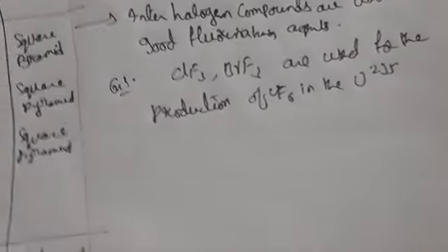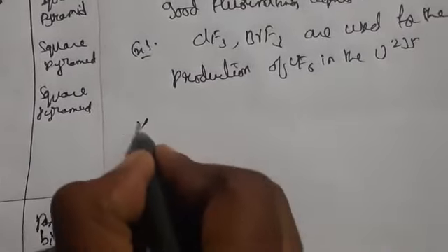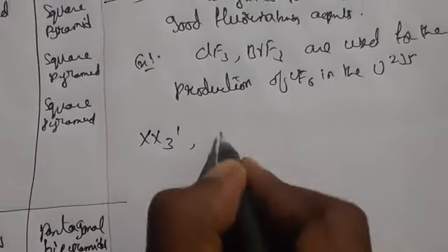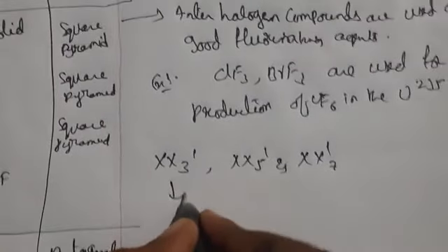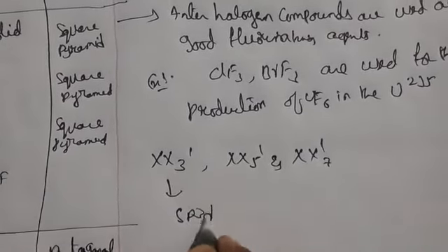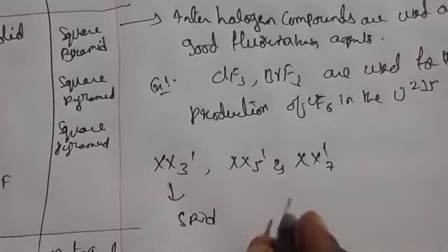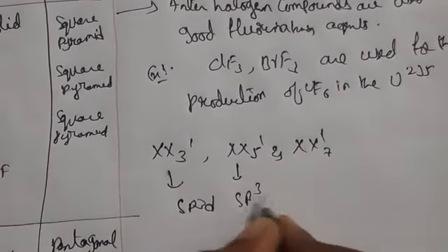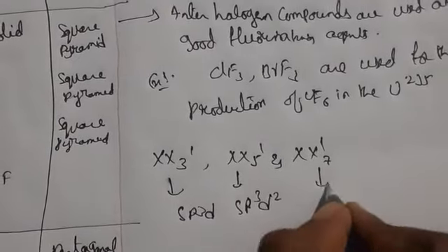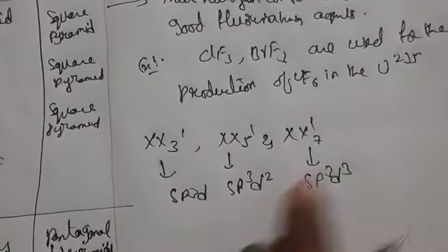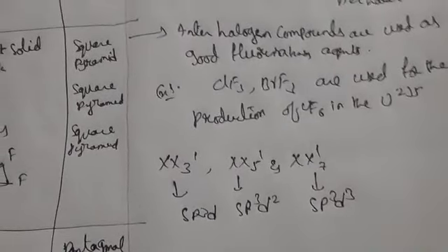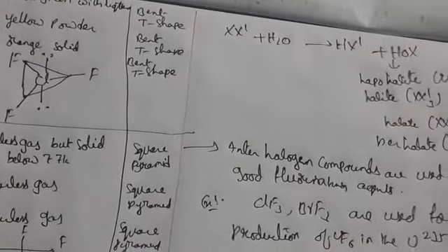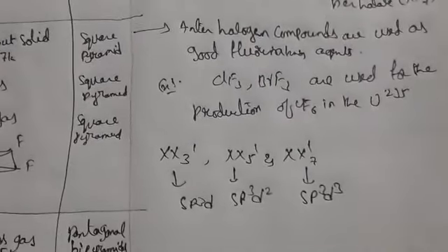Also, we have different types of structures for XX'3, XX'5 and XX'7. The hybridization of the central atom is sp3d, and then sp3d2, and then sp3d3. So these are nothing but the uses we can say here. This is nothing but interhalogen compounds.